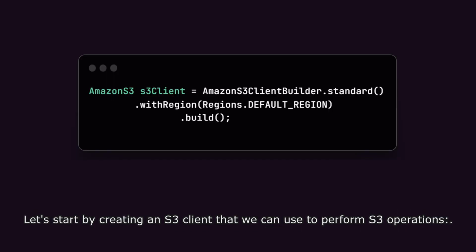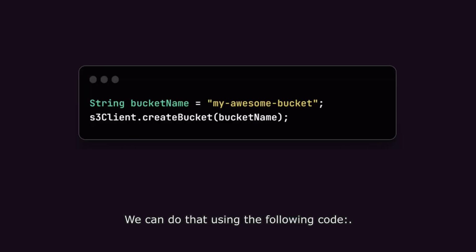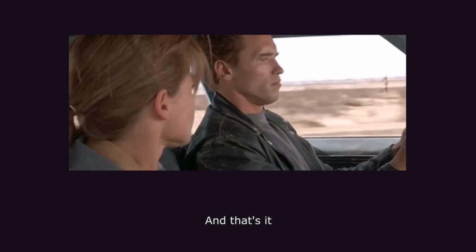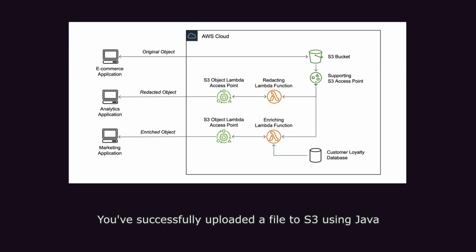Let's start by creating an S3 client that we can use to perform S3 operations. Now that we have a client, we can start interacting with S3. Let's say we want to upload a file to S3. First, we need to create a new S3 bucket to upload our file to. We can do that using the following code. Once we've created our bucket, and that's it, you've successfully uploaded a file to S3 using Java.